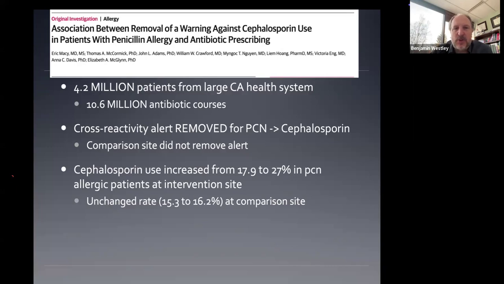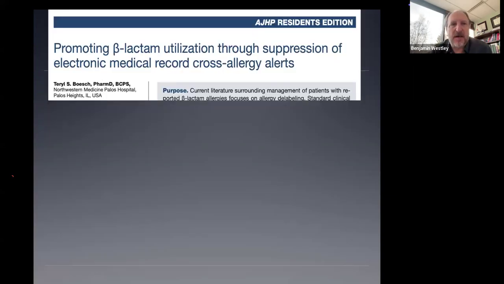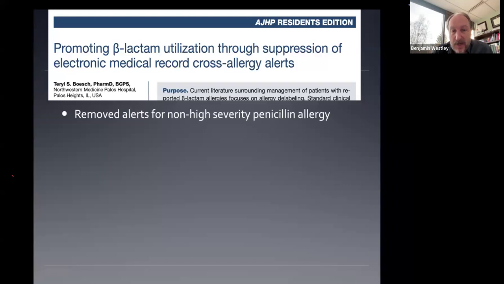And so after they did that, cephalosporin use increased from 17 to 27% in penicillin allergic patients, which is what they wanted, to safely use cephalosporins in patients labeled penicillin allergic. But it did not change at the comparison site where they didn't remove the label. And there was no difference in any allergic reaction rates between the sites. Here they showed that there was a 1.7 odds ratio increased of using cephalosporins at those sites, and they used less vancomycin, less quinolones, less sulfa drugs, less clindamycin at the site that delabeled the cross-reactivity. Another study of pharmacy residents actually did something slightly different, but suppressed some of the alerts in the electronic health record to do the same thing.